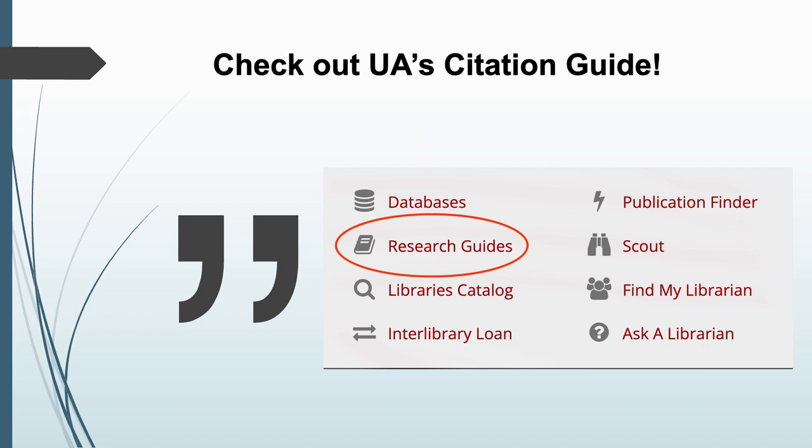To learn more about the citation process, you can visit our citation guide through the Research Guide section of the library's homepage at lib.ua.edu. This is located in the Research box on the right-hand side of the page.